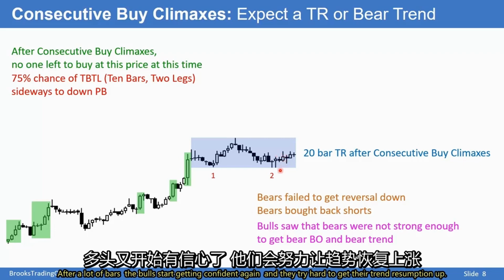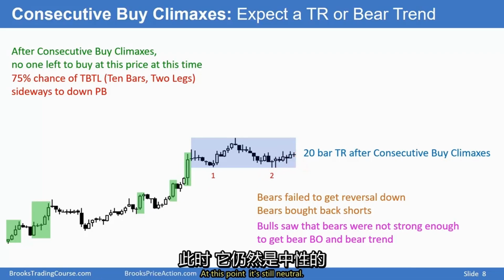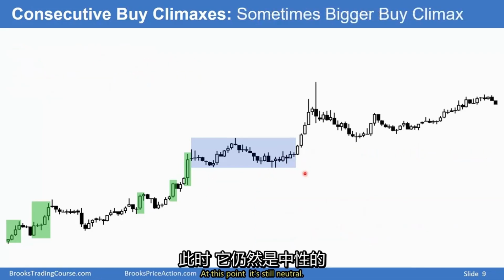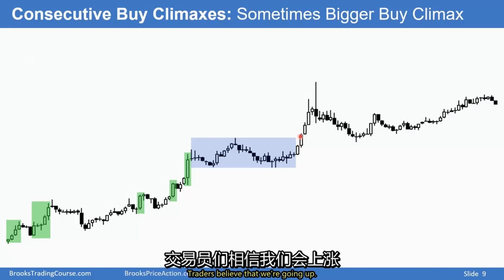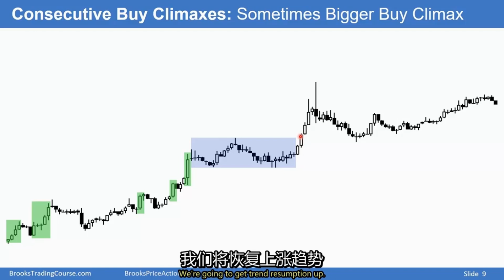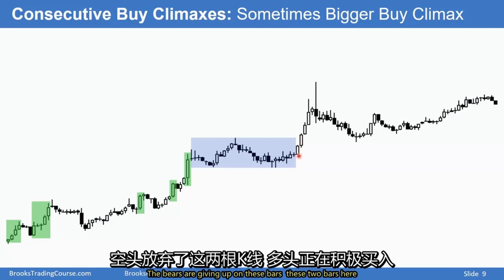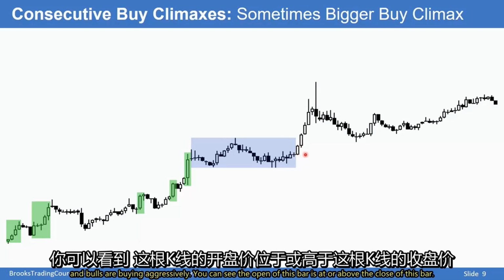After a lot of bars, the bulls start getting confident again, and they try hard to get their trend resumption up. At this point, it's still neutral. But you get a bull bar here and a second bull bar here. Traders believe that we're going up. We're going to get trend resumption up. The bears are giving up on these bars, these 2 bars here, and bulls are buying aggressively.